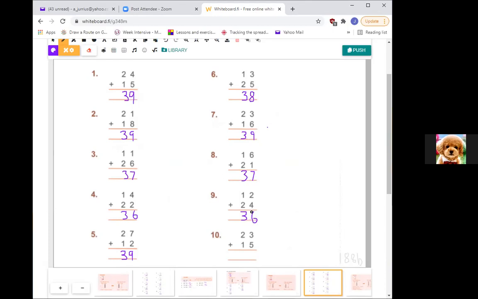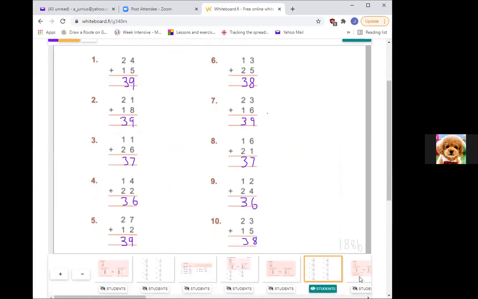Did you add the 2 and the 6 to 2 and the 4 to make 6, and the 1 and the 2 to make 3? Yeah. Giselle, will you do number 10? Okay. Last one on the page. 23 plus 15 equals 38. 38. Very nicely done. 3 plus 5 is 8. 2 plus 1 is 3. Excellent. Okay. I'm going to go on to the next page, okay?